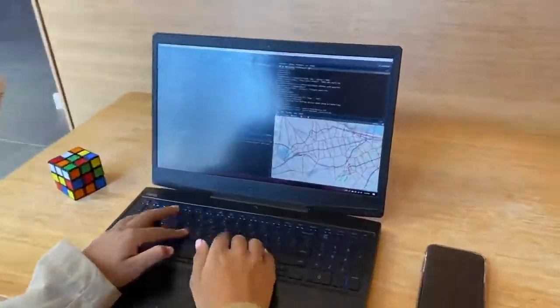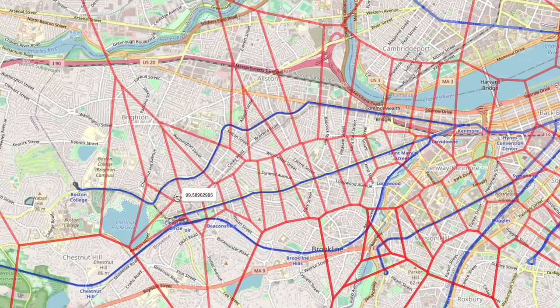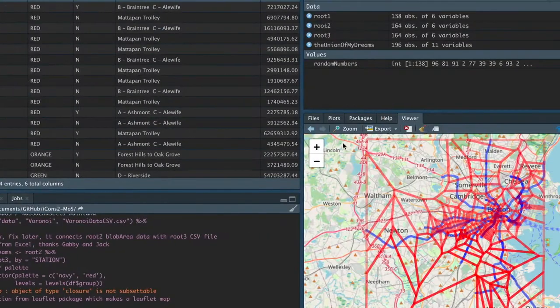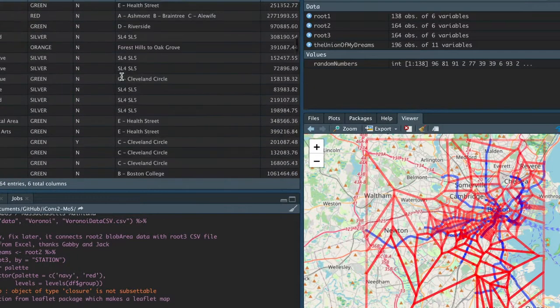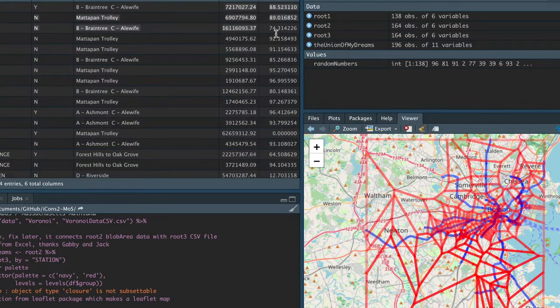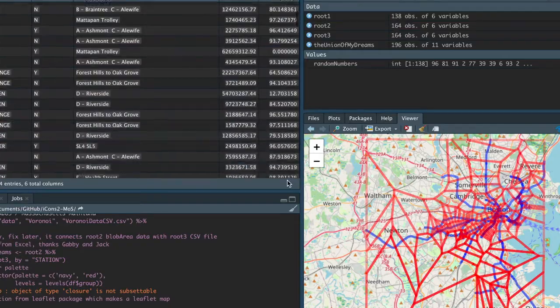To create this map, we used a combination of GIS and R. GIS was used to create the map of the Boston T, and R was used to create the blobs using the Voronoi technique and also combine the blobs with a map of Boston. We normalized the blob areas from 0 to 100 to assign each blob with a score that represents the accessibility of the subway system in a given region of Boston.